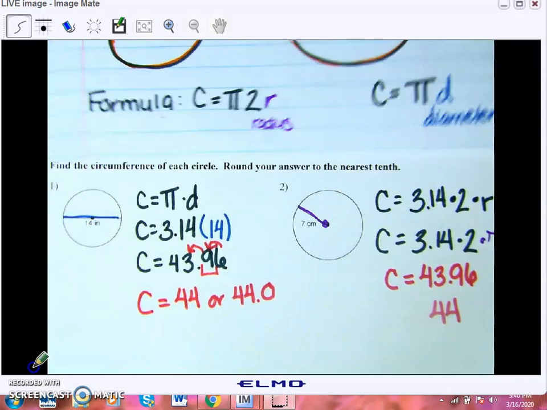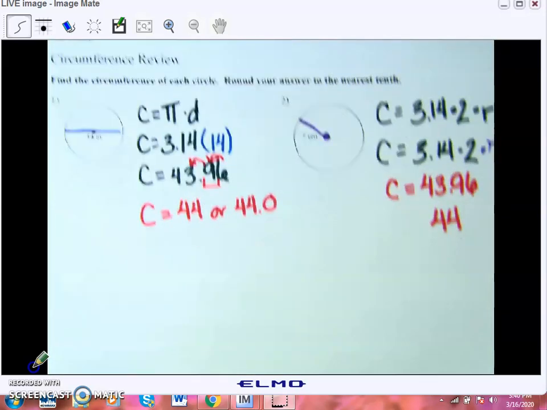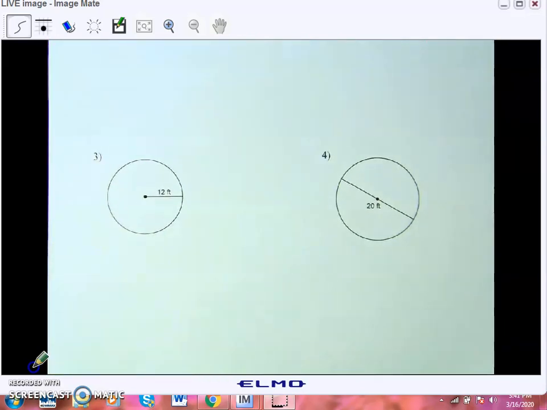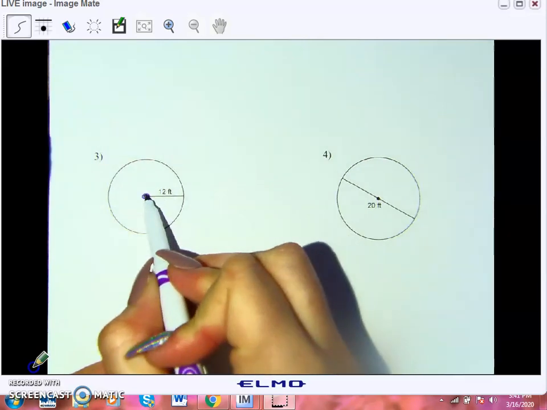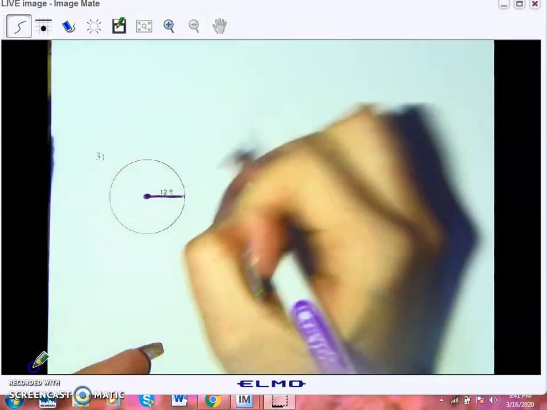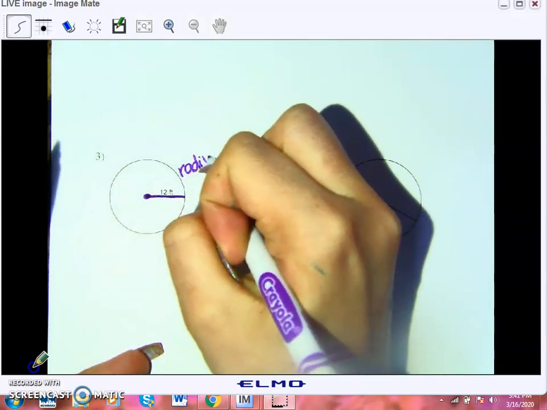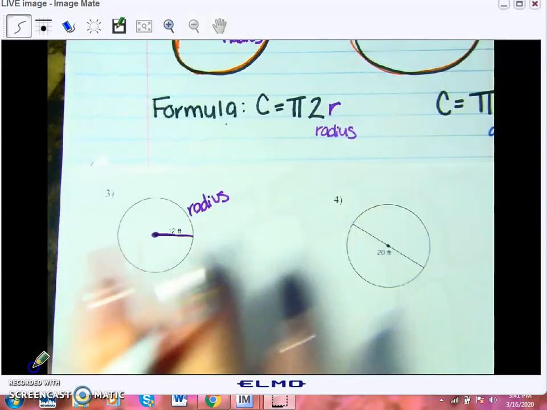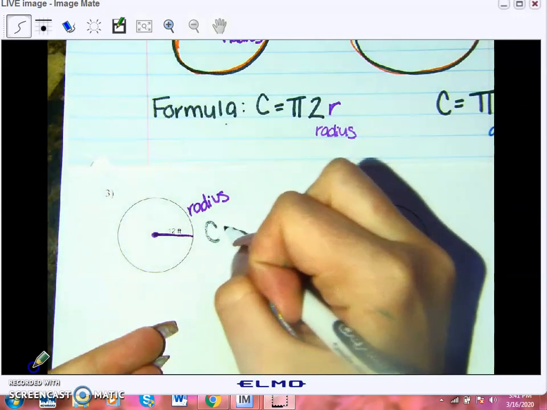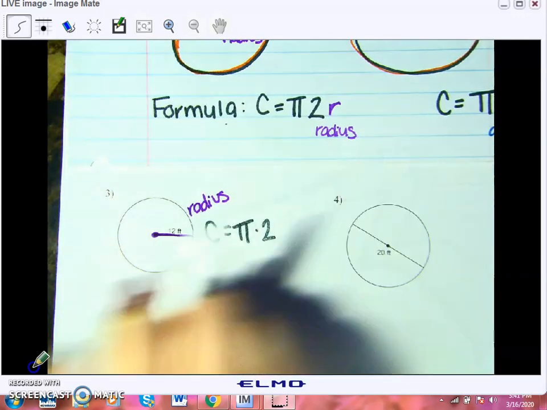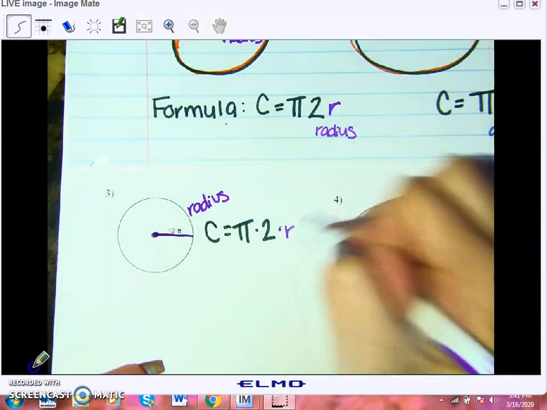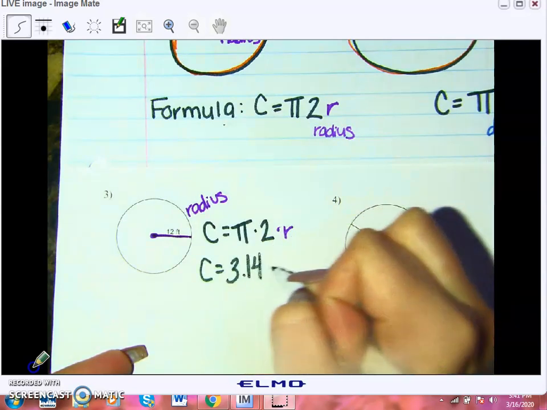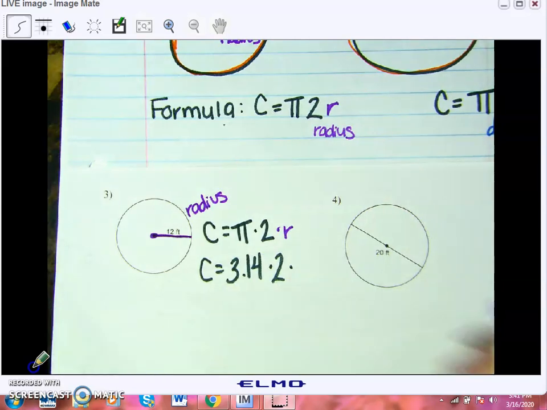Okay, let's take a look at a couple more examples. So for number 3, we have the circle, and the radius is given again because we understand that here is the center, and it's only giving us half. So this is the radius that is given to us. Okay, which means that I'm going to use the formula that is pi times 2 times the radius. So C equals pi times 2 times the radius. And then in 7th grade, we're going to be using 3.14 for pi. So 3.14 times 2, and the radius in this case is 12.